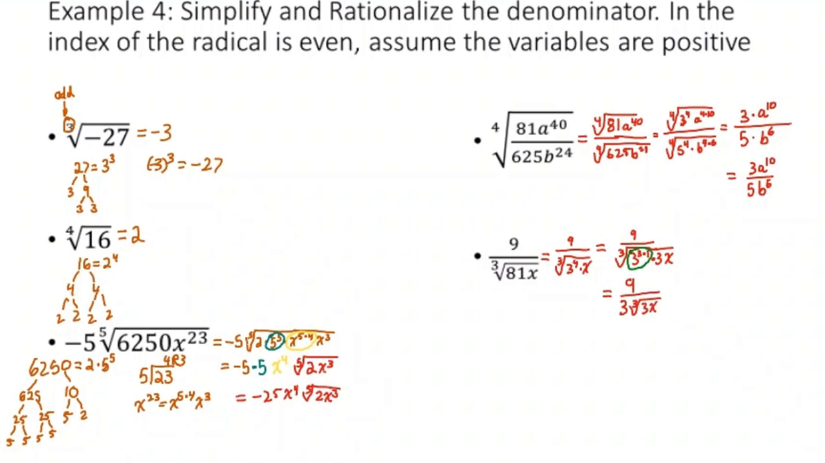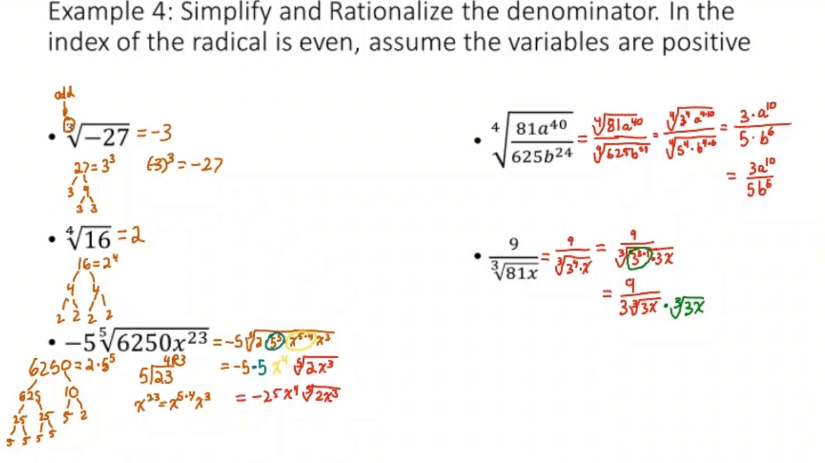Now we need to rationalize the denominator. Now, what's different here is we're dealing with a cube root. If I try multiplying top and bottom by the cube root of 3x, the same expression I have in the denominator, the problem is I'm going to get the cube root of 9x squared. 9 and x squared are not perfect cubes, so I wouldn't be able to simplify.